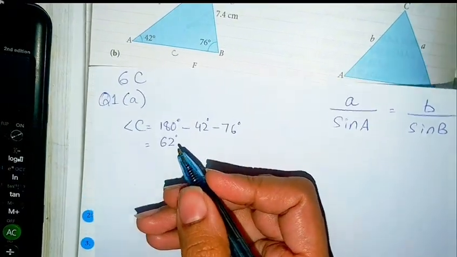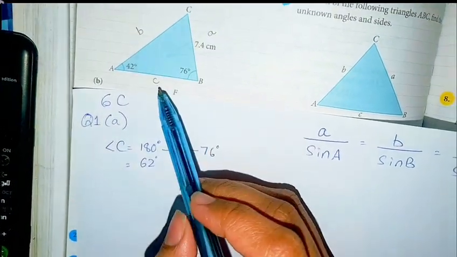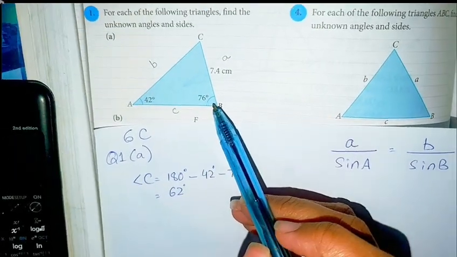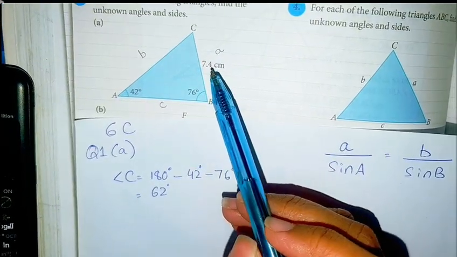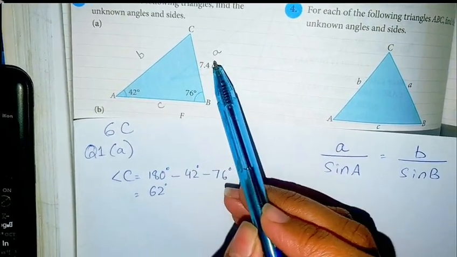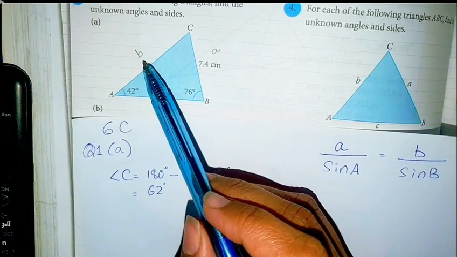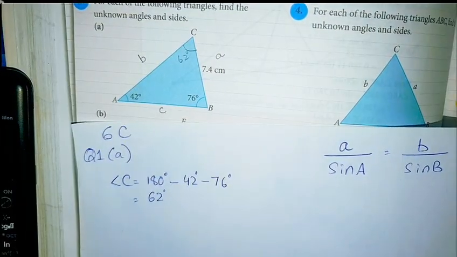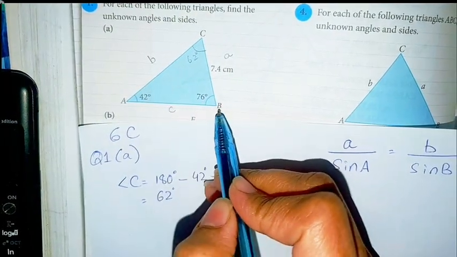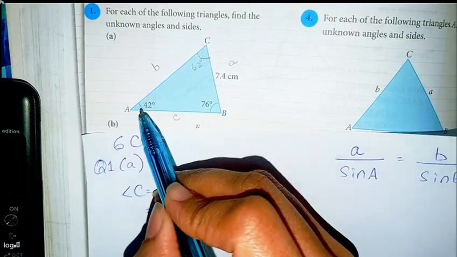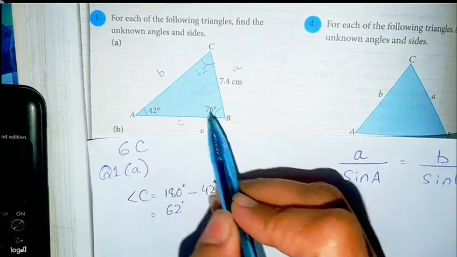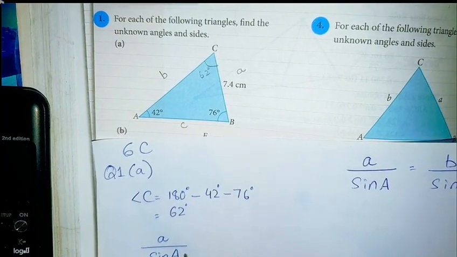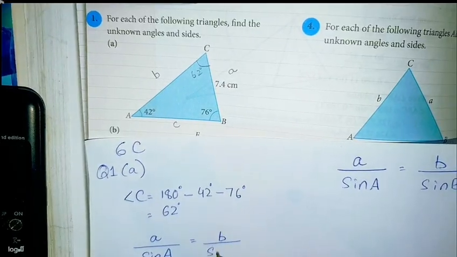And now we have to find side b and side c. For side b, we are going to use b upon sine B, and we have to use one unknown and one known. So we know the angle and side both of A, and we know angle B but don't know side b. I am writing 62 over here, this angle is 62. So now I am considering a upon sine A and b upon sine B to find it. See how we can do: a upon sine A is equal to b upon sine B.